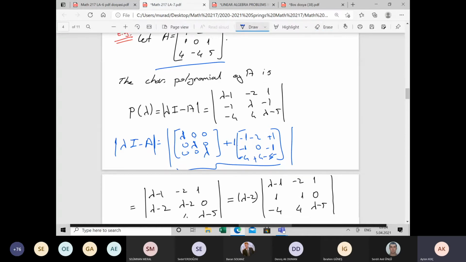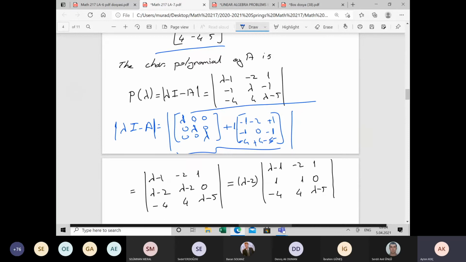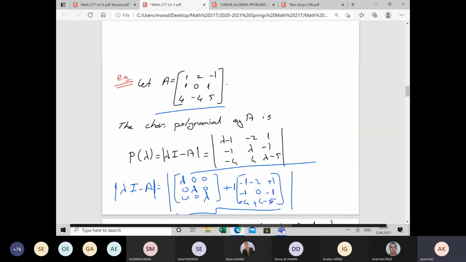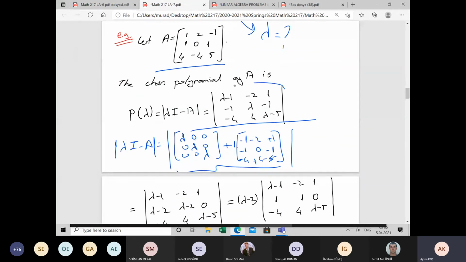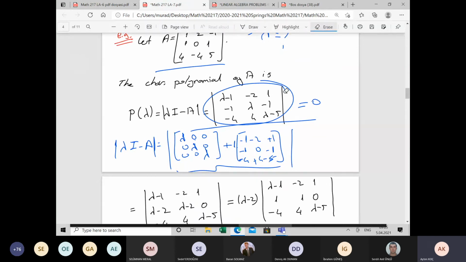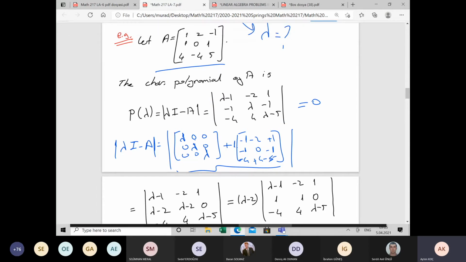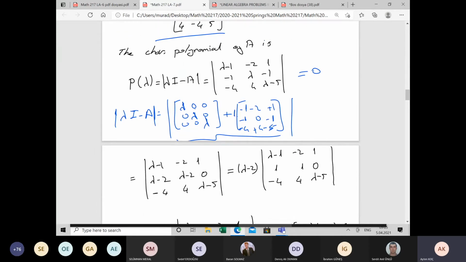Our aim, write this one and find the lambda. It's okay, lambda. So, and this one is 0, the characteristic equation. So, compute this determinant, and our aim is to get lambda. A is 3 by 3, and this gives a polynomial of degree 3, and this one is equal to 0, which means we obtain 3 values of lambda. It's okay. So we obtain 3 eigenvalues of A.